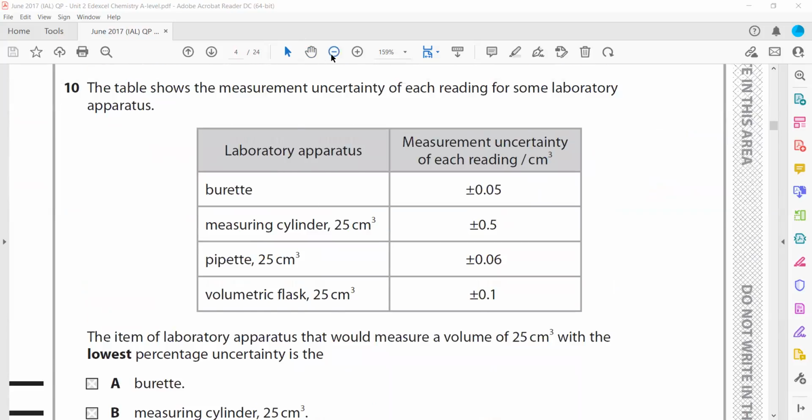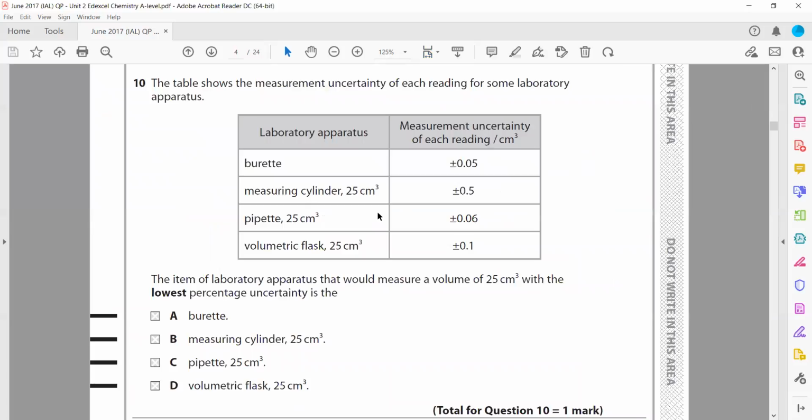The table shows the uncertainty of each reading of some lab apparatus. Which item of the lab apparatus would measure a volume of 25 cm3 with the lowest percentage uncertainty? So how do we work out the uncertainty? Basically, the least count divided by the value recorded, multiplied by 100, will give us the percentage uncertainty.